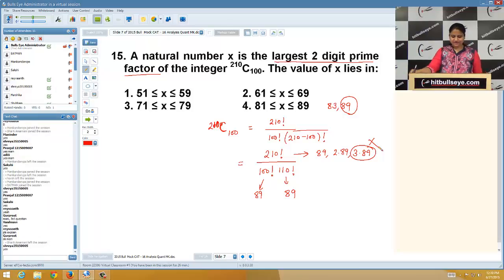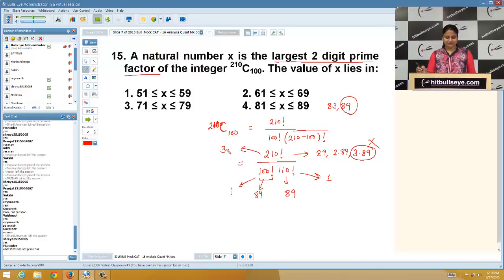So basically, if we need a factor, it should appear 1 time in this, 1 time in this, and 3 times in this, because with 2 times it will get cancelled. So we will be left with only 1 factor. So simply we can take 210 divided by 3, that is 70, because we need 3 factors in 210. So my answer should be less than 70. It means we are looking for a prime number which is less than 70.